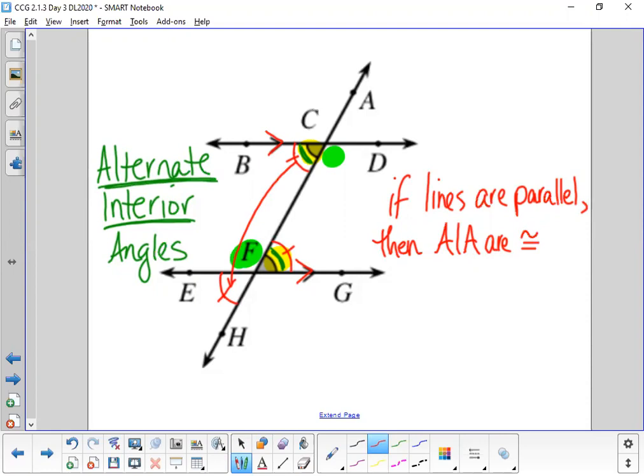So I wrote this in if-then form. This is what we call a conjecture. It's if, and then I have my hypothesis. So the hypothesis is what I know is true. I know these lines are parallel because they are marked with these arrows. And then we've got then, and this is my conclusion. The alternate interior angles are congruent. So that's what I'm trying to show has got to be true. So my hypothesis is what I know, and my conclusion is what I'm trying to show.